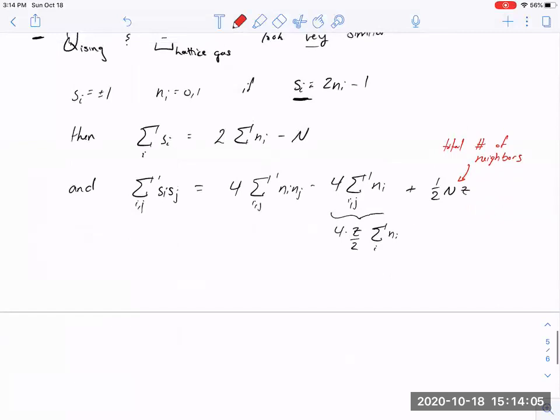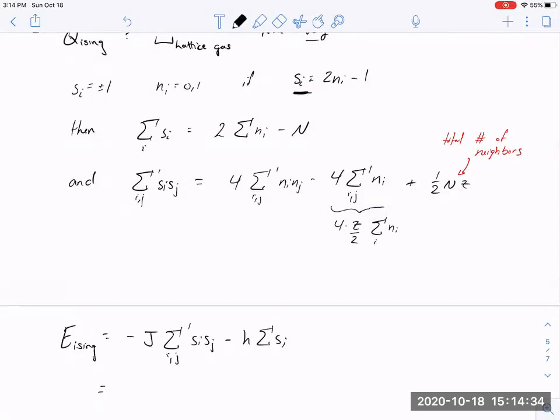So putting those together, the Ising energy function, which is minus the exchange energy J sum over Si Sj restricted, minus H sum over Si, the total magnetization, can be rewritten in the lattice gas variables as minus 4J sum over Ni Nj restricted, minus (2H plus 2JZ) sum over Ni, plus a constant.